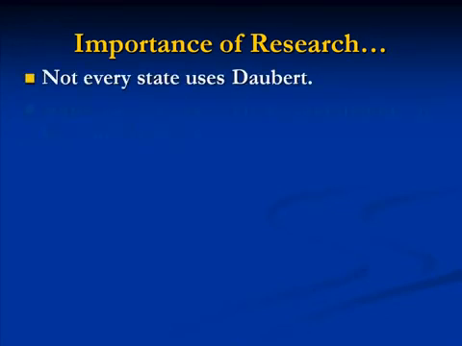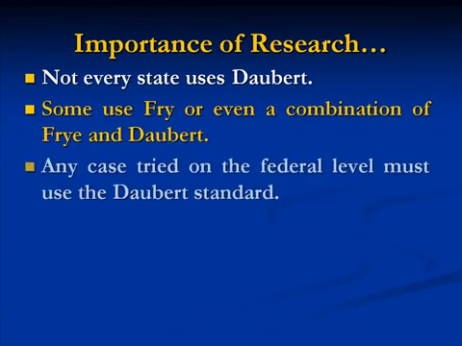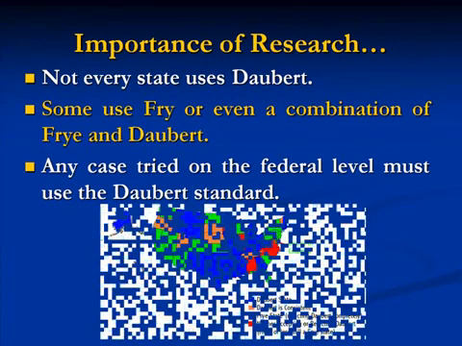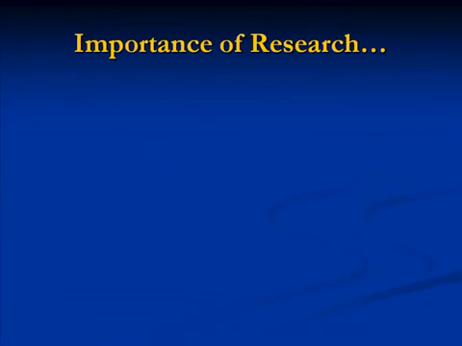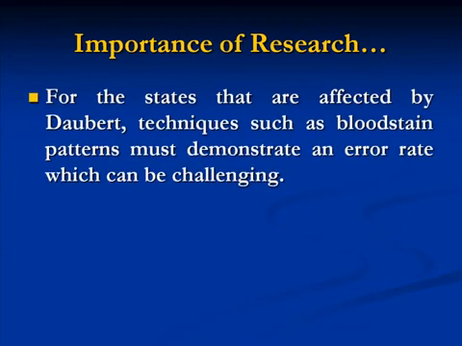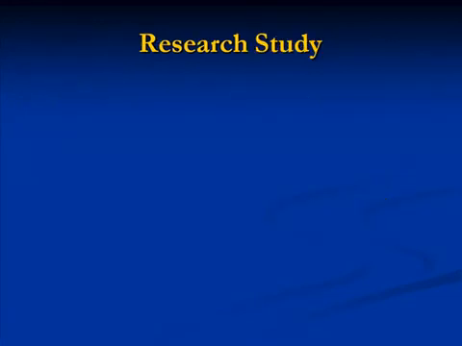Not every state uses Daubert. Some use Frye or even a combination of Frye and Daubert. Any case tried on the federal level must use the Daubert standard. For the states that are affected by Daubert, techniques such as bloodstain patterns must demonstrate an error rate, which can be challenging. The Daubert decision does not define what they mean by the term error rate.